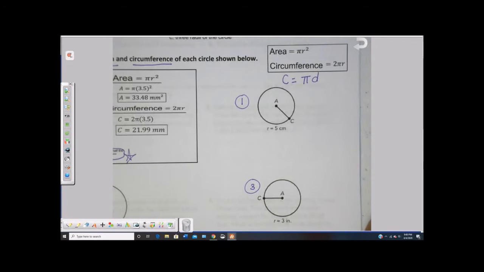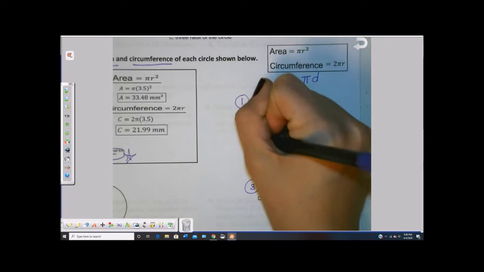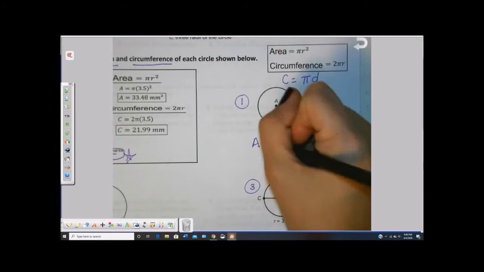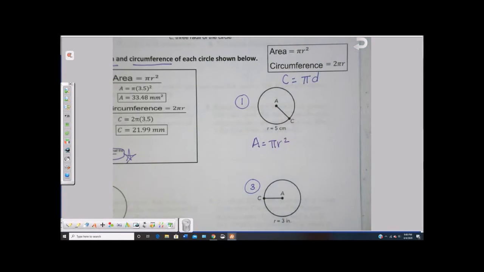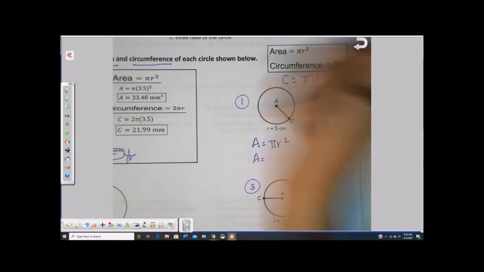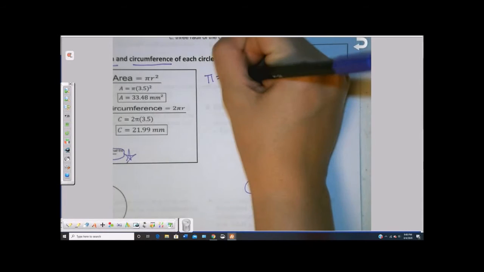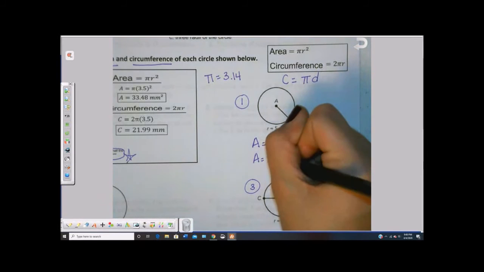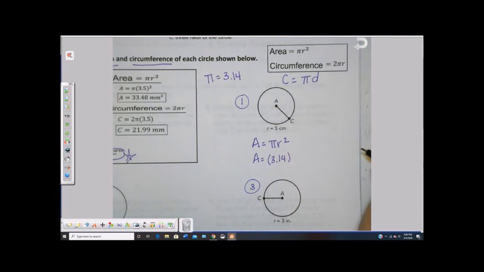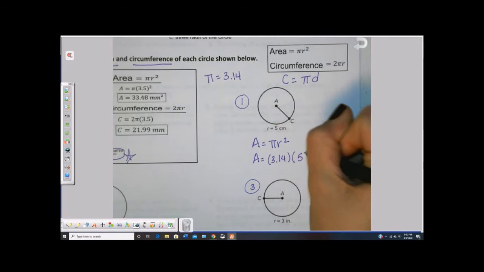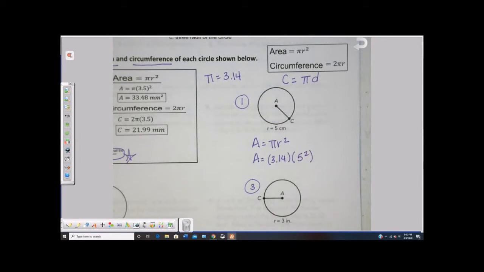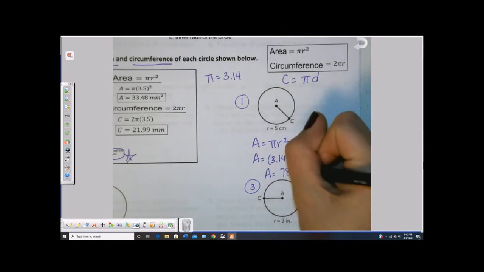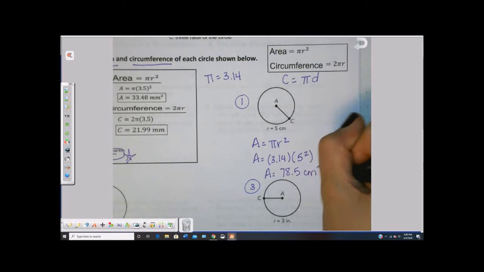So looking at number 1, we see that we have a radius. So I'm going to get straight into area. Remember, area is pi r squared. And we're going to use 3.14 for pi for every single problem. So I'm going to place 3.14 times your radius, which was 5 squared. And when you do that, you get 78.5 centimeters squared.